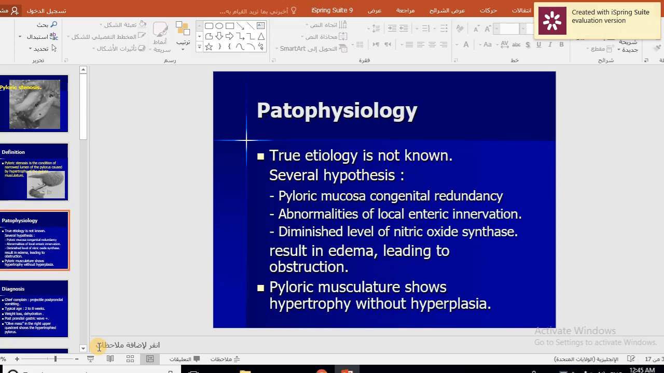Pathophysiology and the causes of pyloric stenosis. There are several hypotheses. First of all, the diminished level of nitric oxide synthesis results in edema leading to obstruction. Also, there is another hypothesis, which is pyloric mucosal congenital redundancy inside the lumen of the pyloric canal. And also, another hypothesis, abnormality of local enteric innervation in this area. Pyloric musculature shows hypertrophy without hyperplasia.